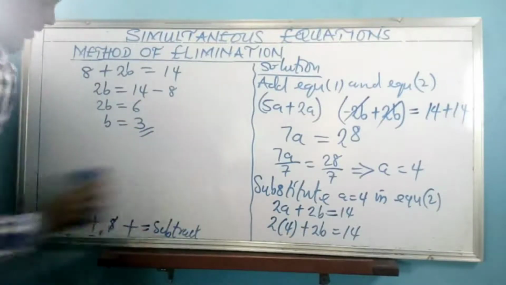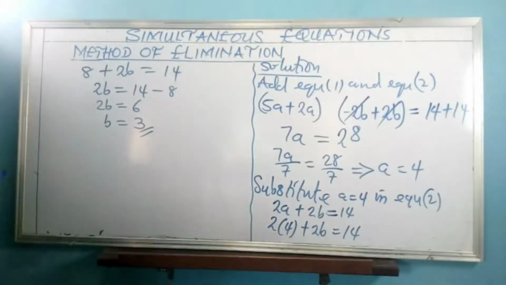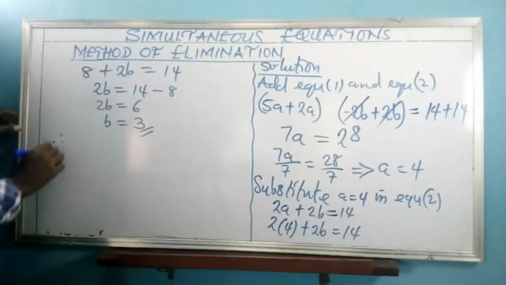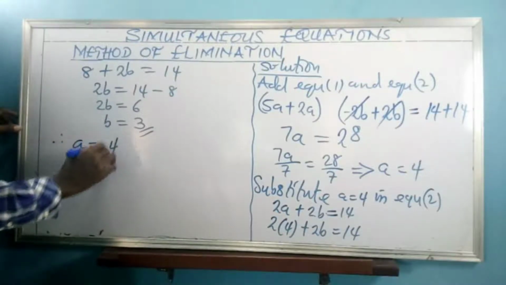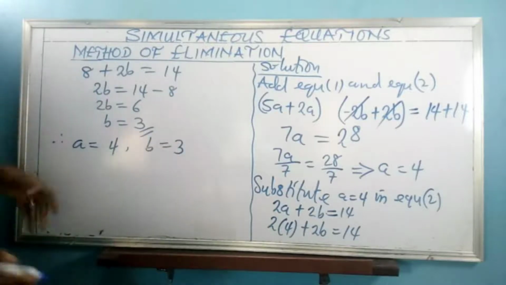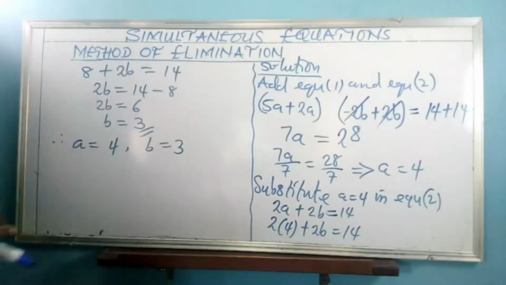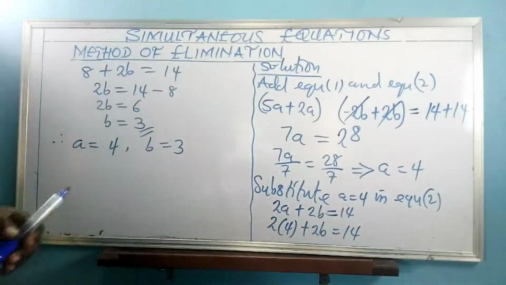What is the key? I'm giving you some 3 secrets now. Take care of those secrets and you are going to get your answer. So therefore, a is equals to 4 and b equals to 3. You can check it by placing a and b in the 2 equations given to you earlier. Let's go to example 2 now.